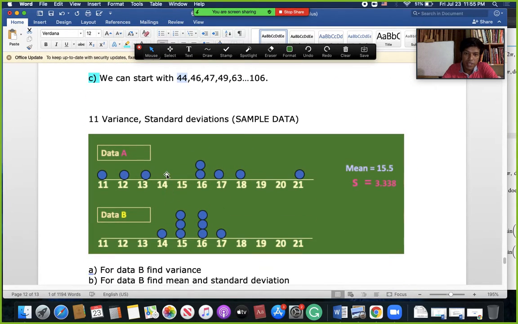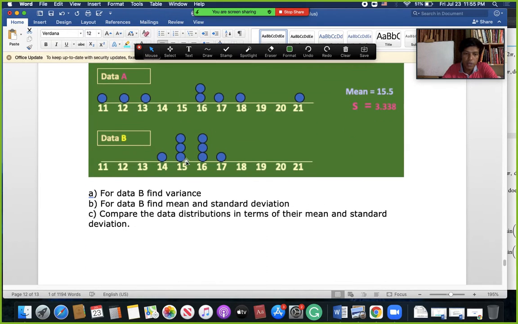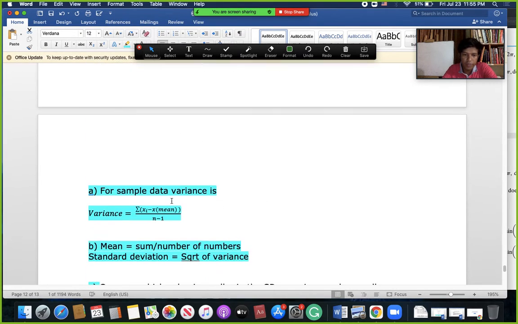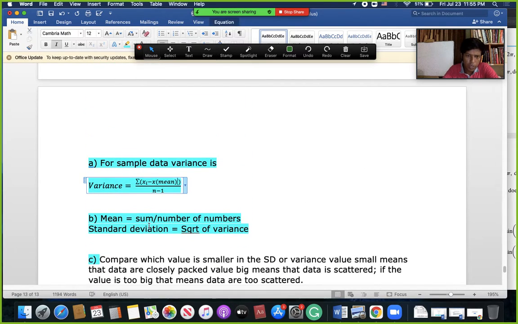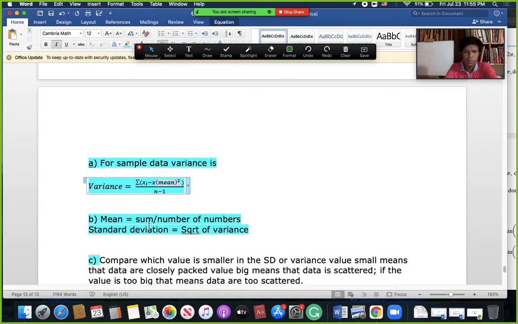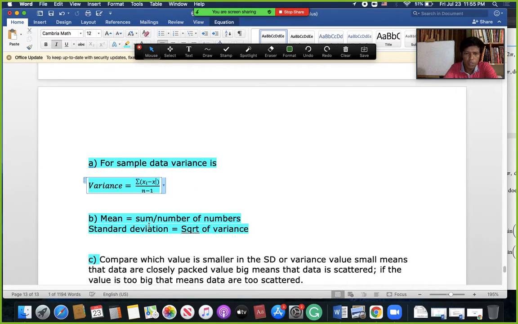And then sample data, standard deviation for sample data, and variance. For data B, find the variance. The variance formula is this one: xi minus x mean, divided by n minus 1. That means every individual data minus the mean, divided by n minus 1, and then the sum of all these things. I think we missed a square here. Not only the mean is squared. Everything is squared.